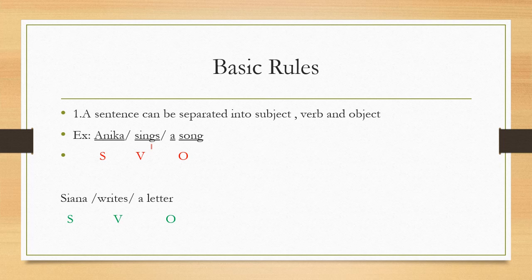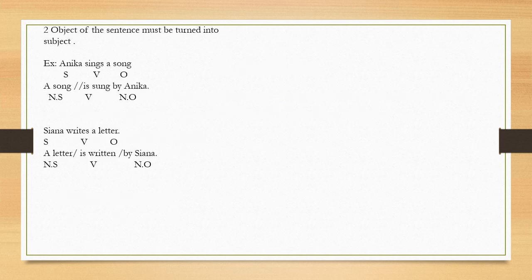Now Sienna writes a letter. Which is the subject? Sienna. Verb is writes. A letter is the object. So first we have to separate the sentence into what are the three? Subject, verb and object.